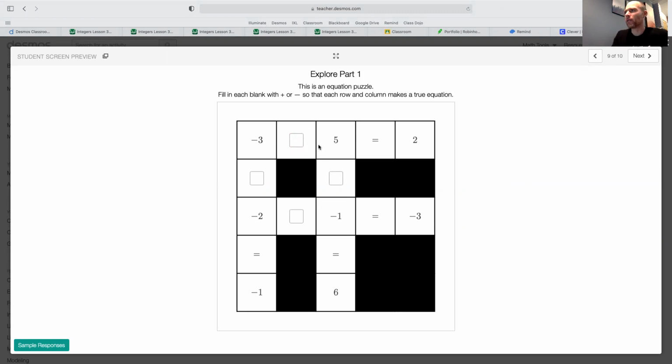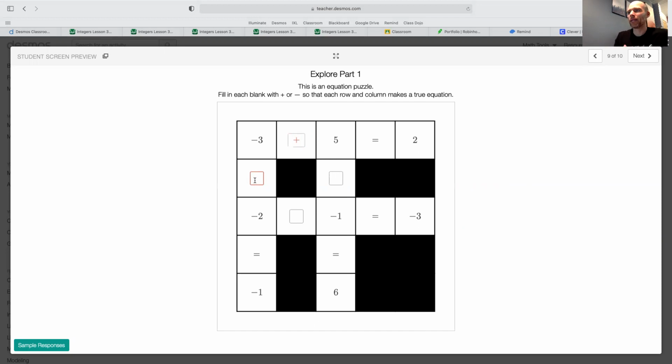So negative 3 blank 5 equals 2. Well, if you subtracted 5 here, you'd wind up at negative 8. So that's not going to be true. Pretty sure we need that plus sign there. Negative 3 plus 5 equals 2. All right, and then we can go down here.